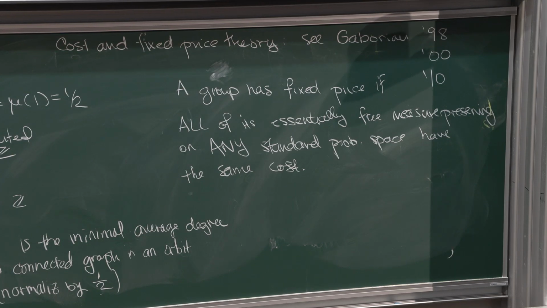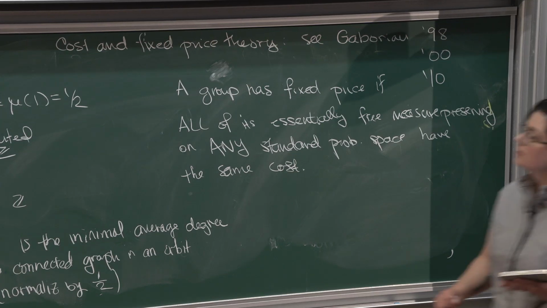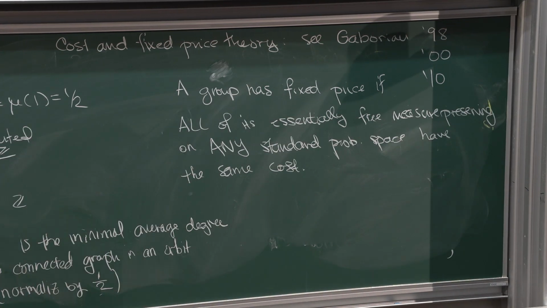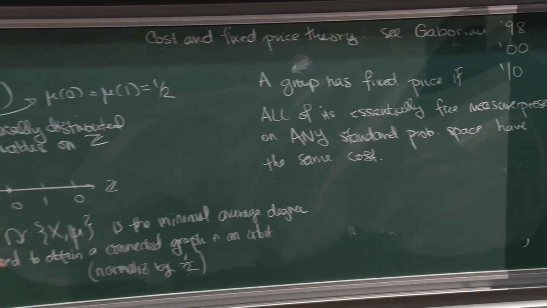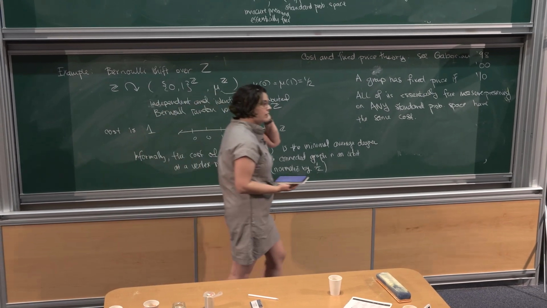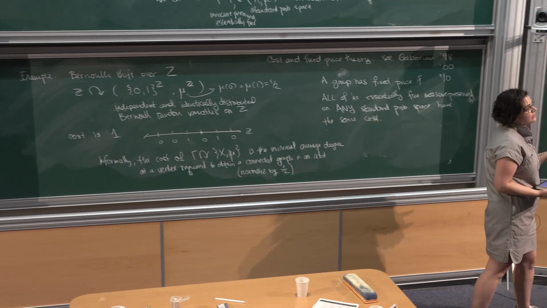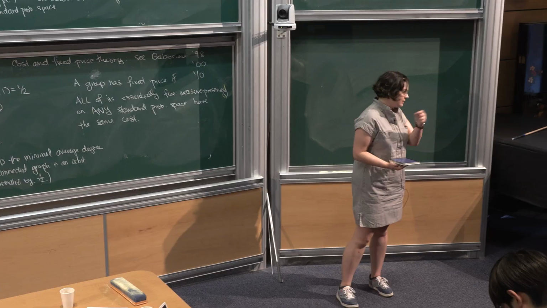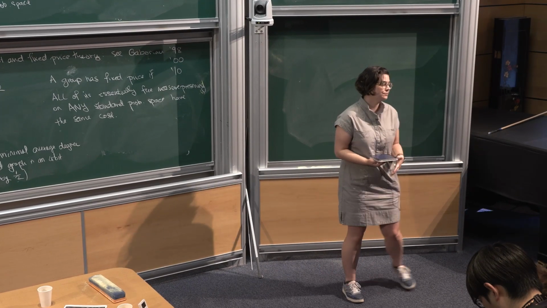Sorry? So Z has fixed price. Yes, Z has fixed price 1. I'm not sure exactly how the costs depend on X. So this is one standard probability space. You could also consider maybe Z acting on the circle with some probability measure. There are many different probability spaces you could consider. And it also gets more complicated when you consider groups other than Z. So Z has this very nice action.